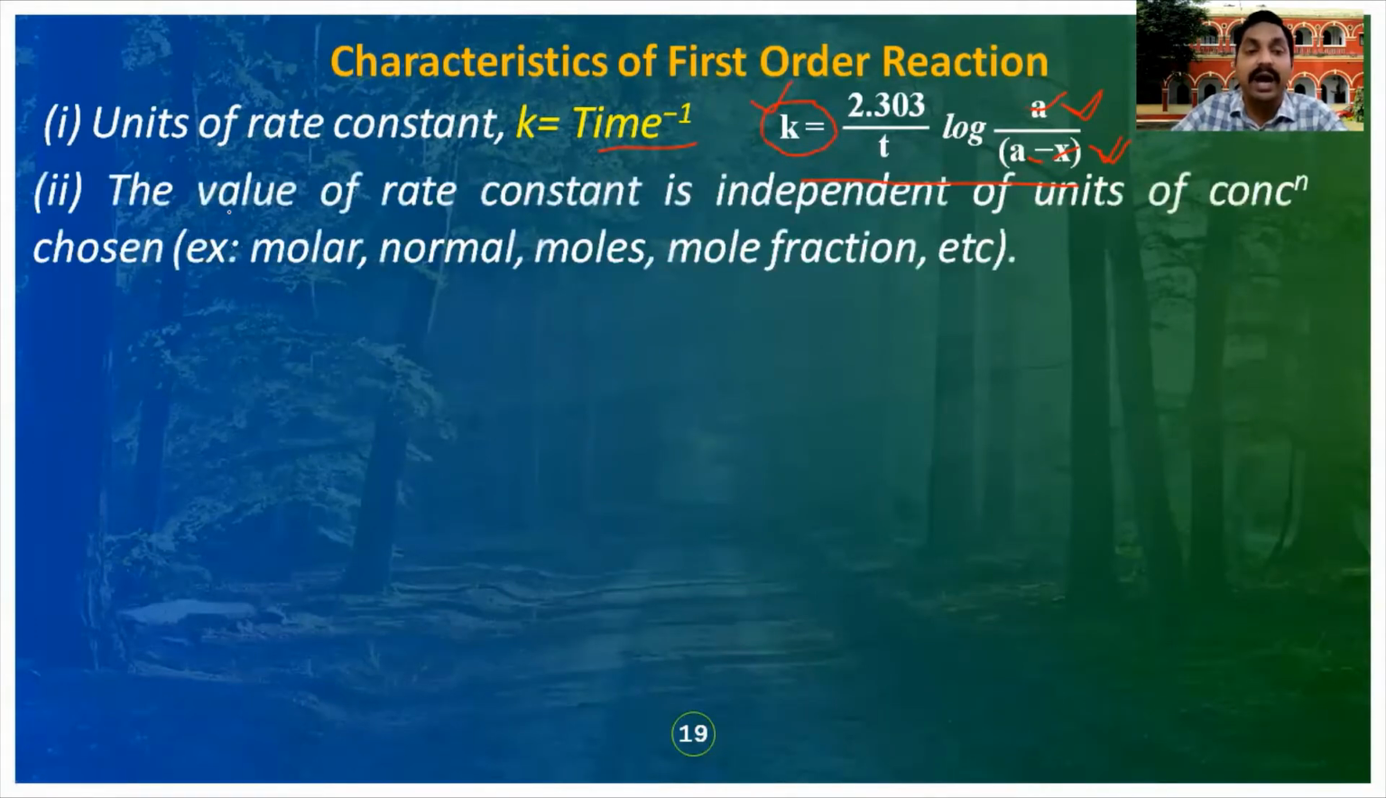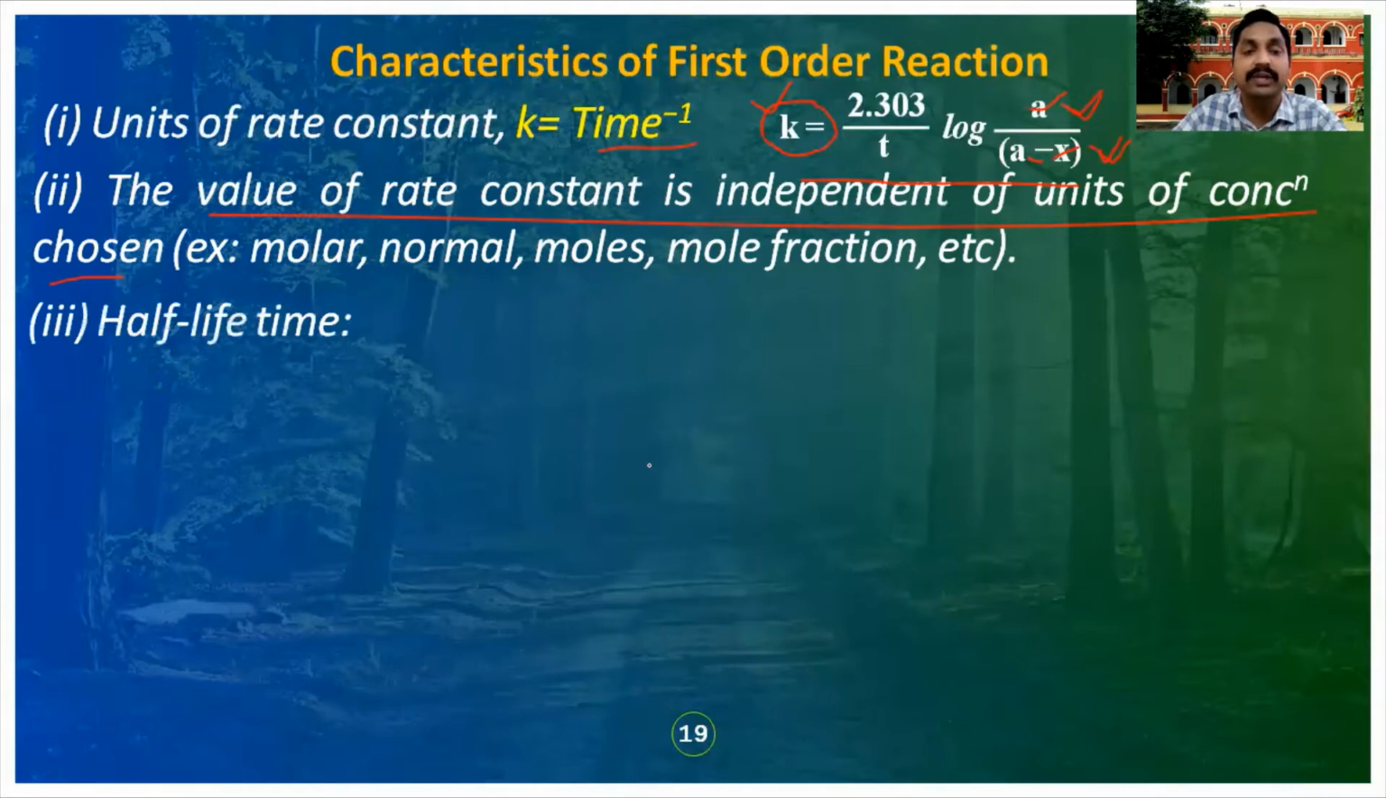Thus the value of the rate constant is independent of the units of concentration chosen, which means you may express it in terms of molar, moles, mole fraction, normals, whatever it may be. The numerical value of K will be the same. Now we will discuss half-life time.